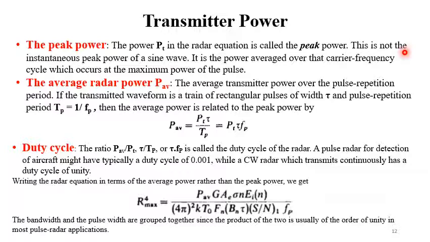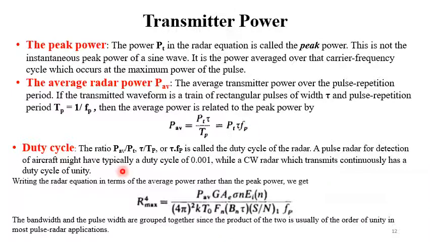Now the average radar power, P average. The average transmitter power over the pulse repetition period. If the transmitted waveform is a train of rectangular pulses of width tau and the pulse repetition period T suffix P equal to 1 by Fp, where Fp is the pulse repetition frequency, then the average power is related to the peak power by P average equal to Pt, peak power, into tau divided by T suffix P. That means Pt into tau into Fp.